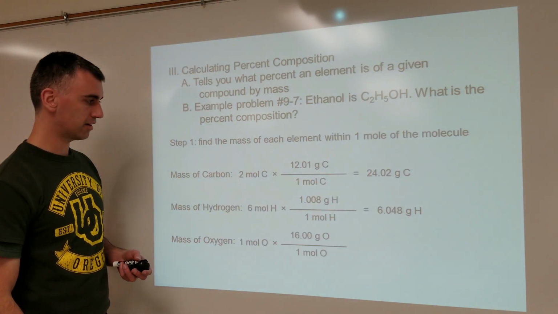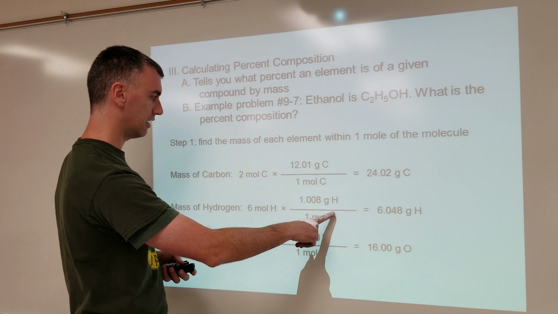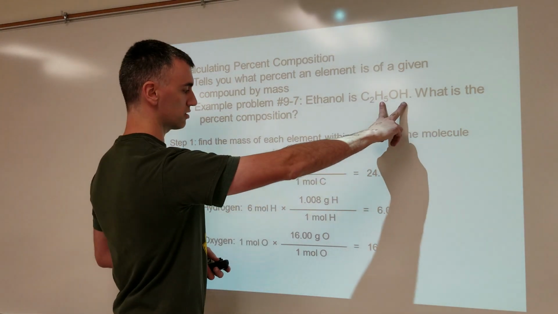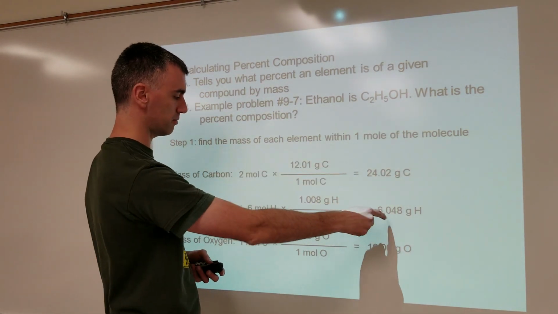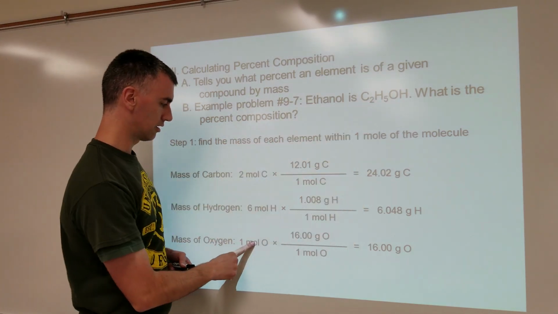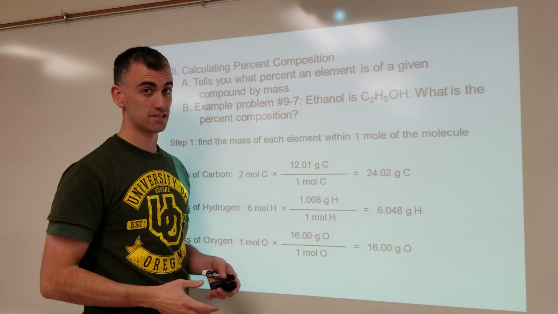We do the same thing for the other elements. So there's the mass of 6 moles of hydrogen, right? 6 moles of hydrogen converted to grams, there's a mass. Or 1 mole of oxygen converted to grams, there's a mass.